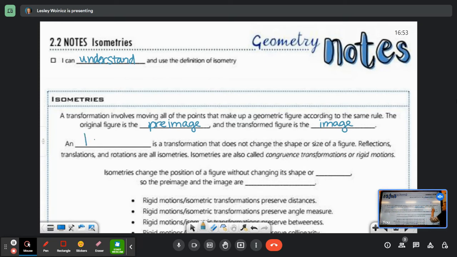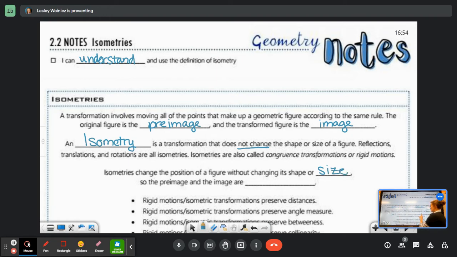And the transformed figure is the image. An isometry is a transformation that does not change the shape or size of a figure. Reflections, translations, and rotations are all isometries. Isometries are also called congruence transformations or rigid motions. So those are all synonymous. Isometries are going to change the position of a figure without changing its shape or size.